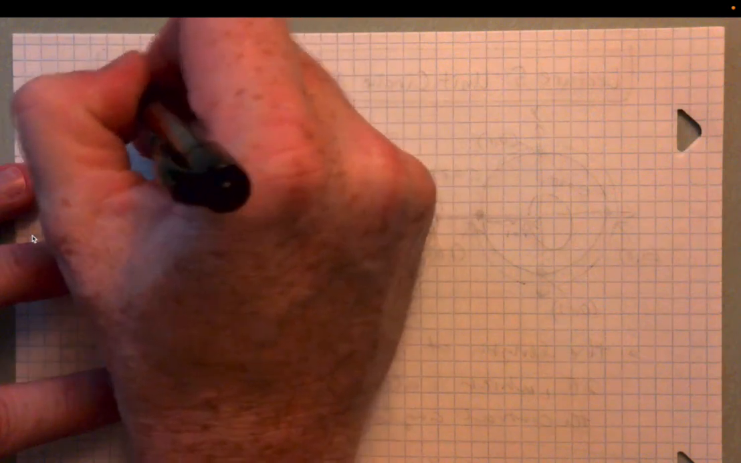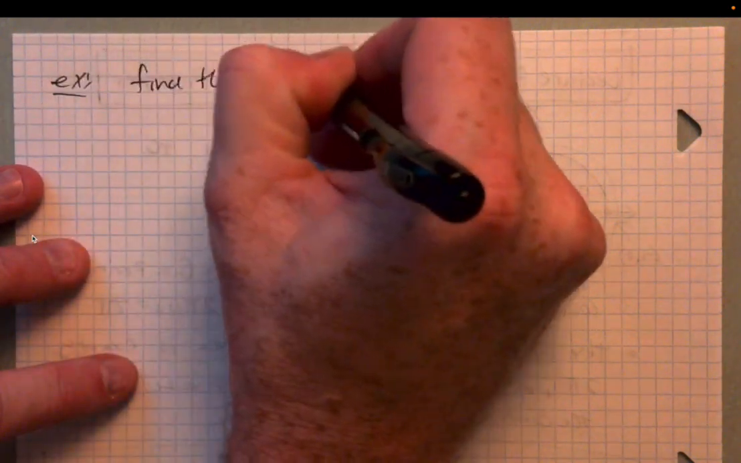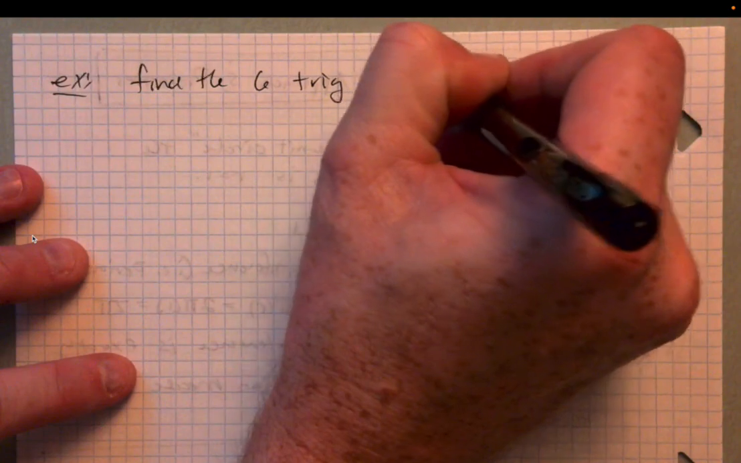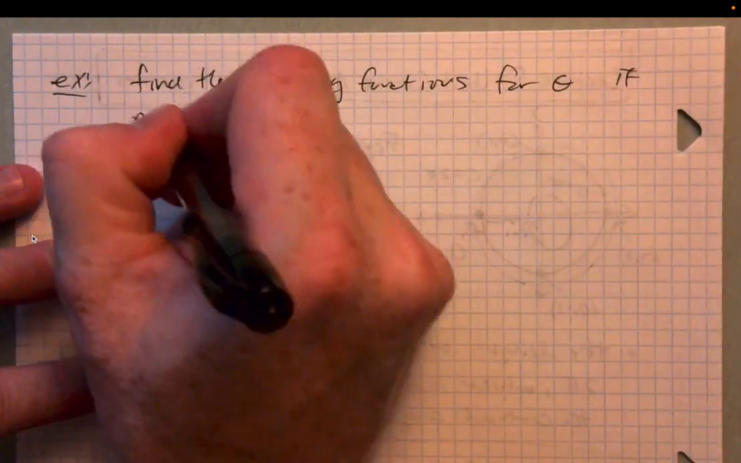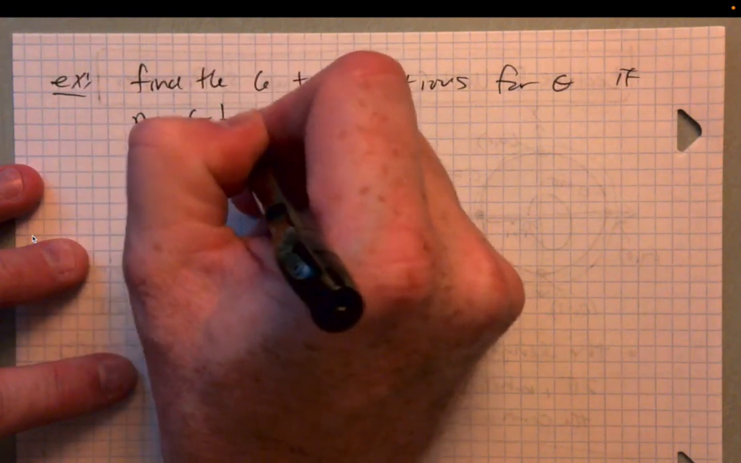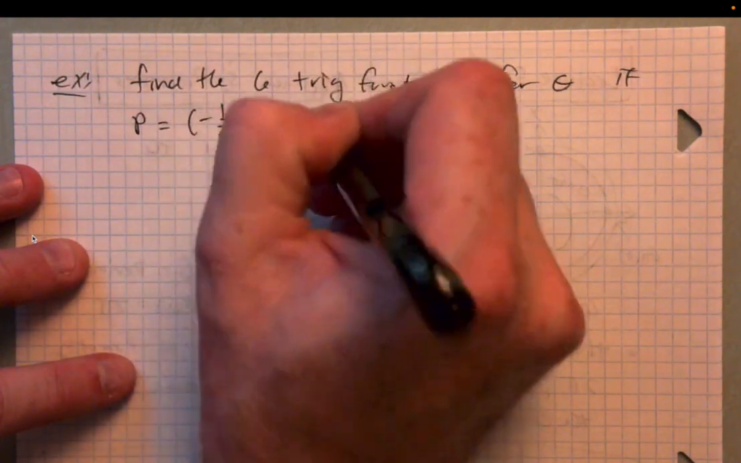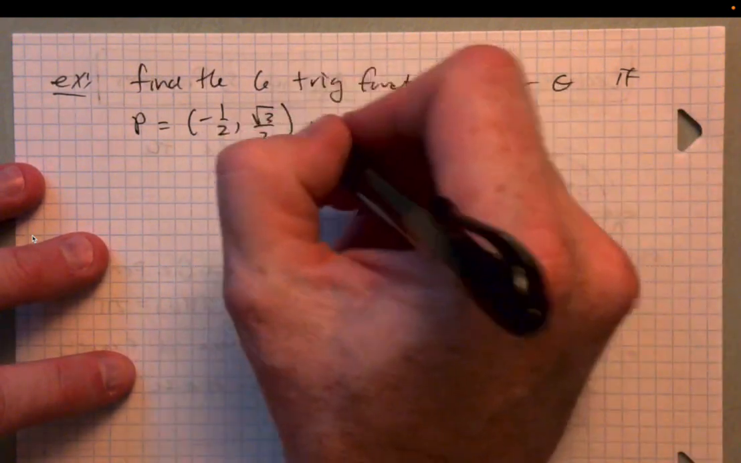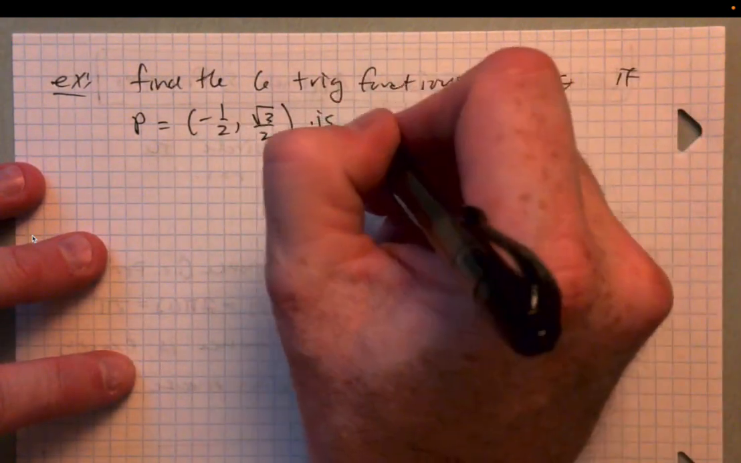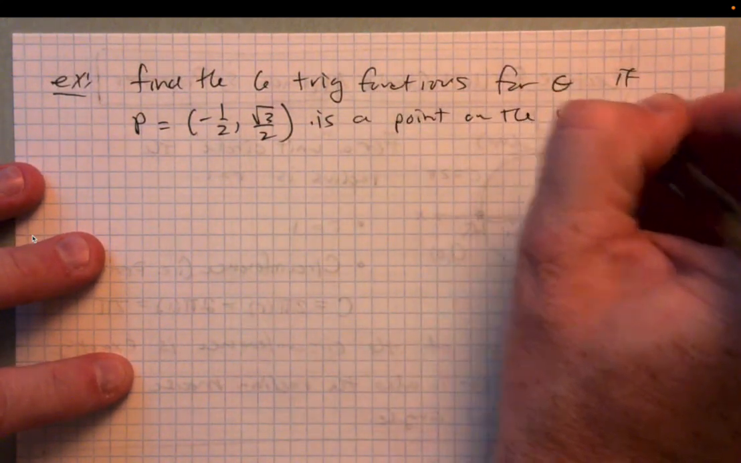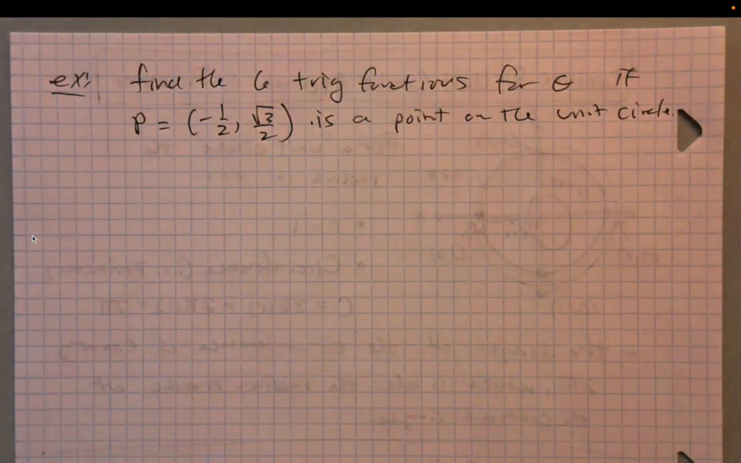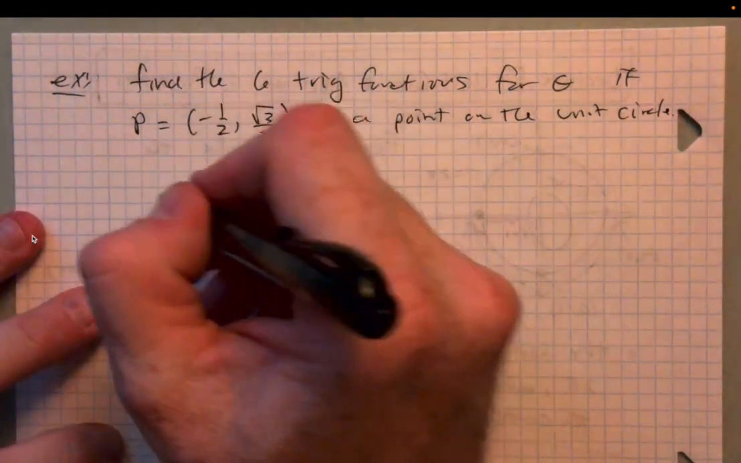Okay, so first example. Let's find the 6 trig functions for theta if P is equal to -1/2 comma square root of 3 over 2. Oh, if P is, this point is on a unit circle. Is a point on the unit circle. Okay, right, so basically the exact same setup as what we were just describing.